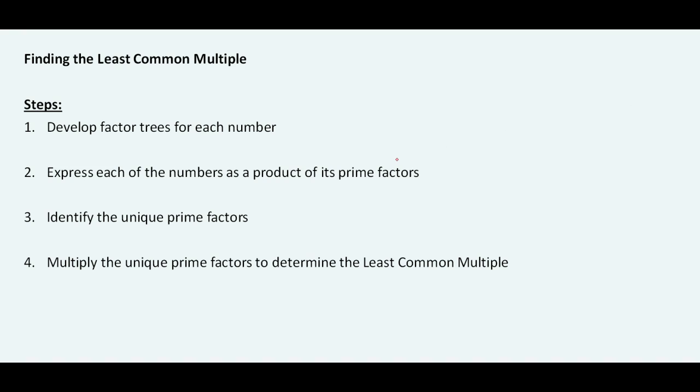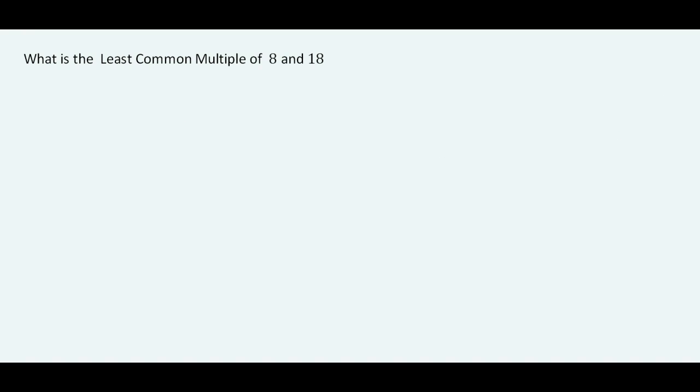Now, to find the least common multiple using the prime factor method, we'll develop factor trees for each of the numbers in the set. We'll express the numbers as a product of the prime factors. We'll identify the unique prime factors and multiply them together to determine the least common multiple. Let's put that to practice.